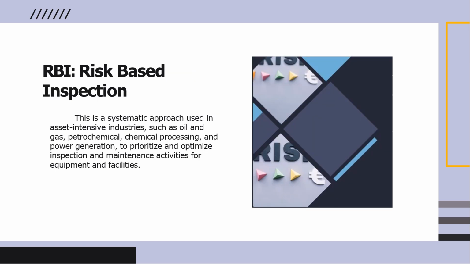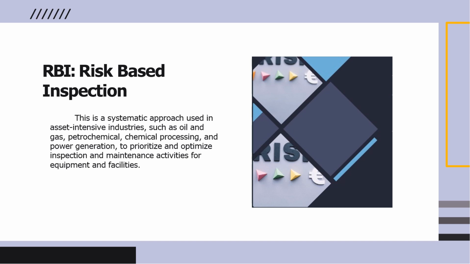RBI, risk-based inspection. This is a systematic approach used in asset-intensive industries such as oil and gas, petrochemical, chemical processing, and power generation to prioritize and optimize inspection and maintenance activities for equipment and facilities. Most times in a facility, one will actually look and inspect equipment that have failed in the past, or you just do a general inspection of all the equipment.